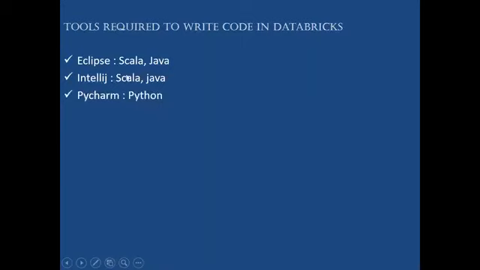Tools required to write code in Databricks. If you want to write Scala code or Java code, you need Eclipse. If you want to write Scala and Java code, you can also use IntelliJ. If you want to write Python code, you can use PyCharm. But mostly 99.999% of people are going to use notebooks. A notebook supports Python, Scala, R, and SQL.